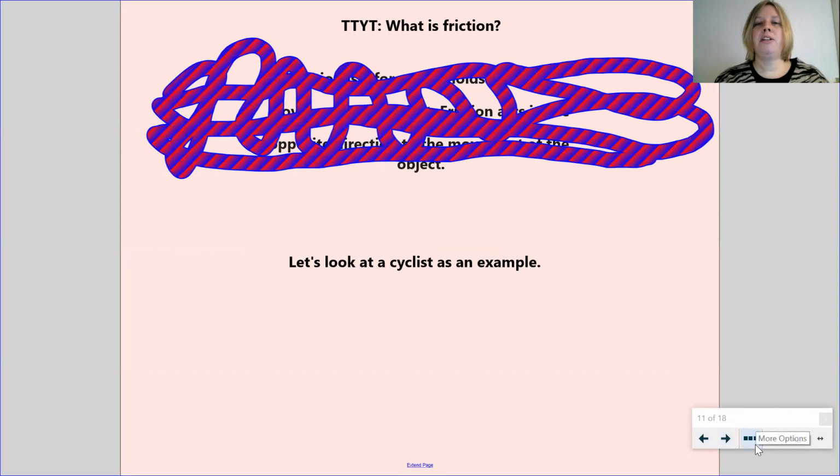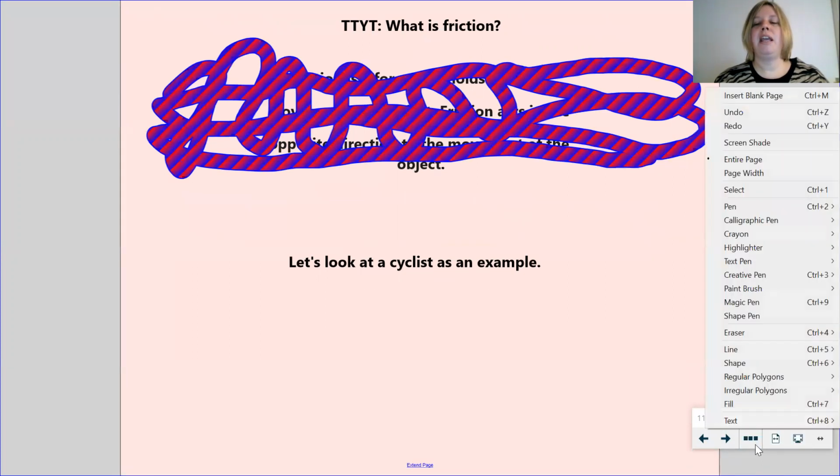Turn and tell your partner, what is friction? Pause the video and have a little think about what you already know about friction.